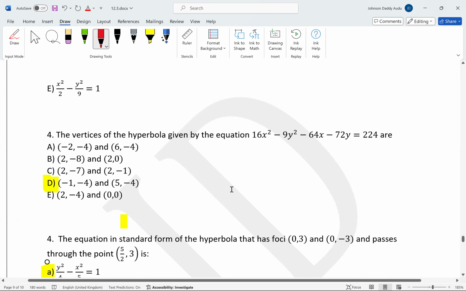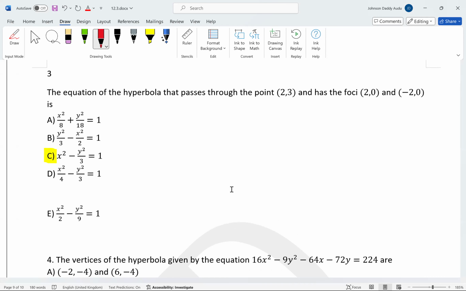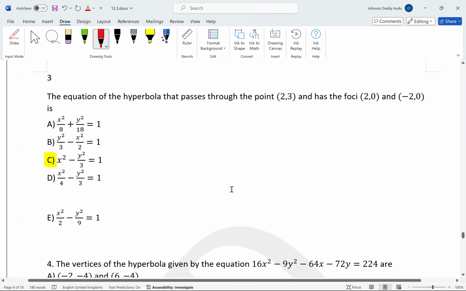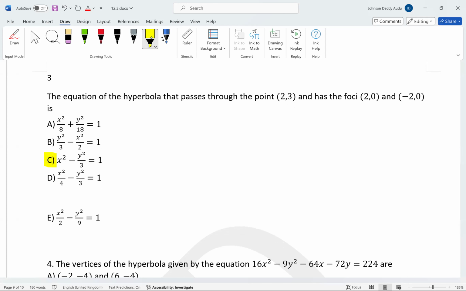passes through the point 2, 3, right, and has foci of this. So here, by looking at the foci, you will know that this is dealing with a hyperbola that is centered at the origin. So clearly you can see it means that C is equal to 2.